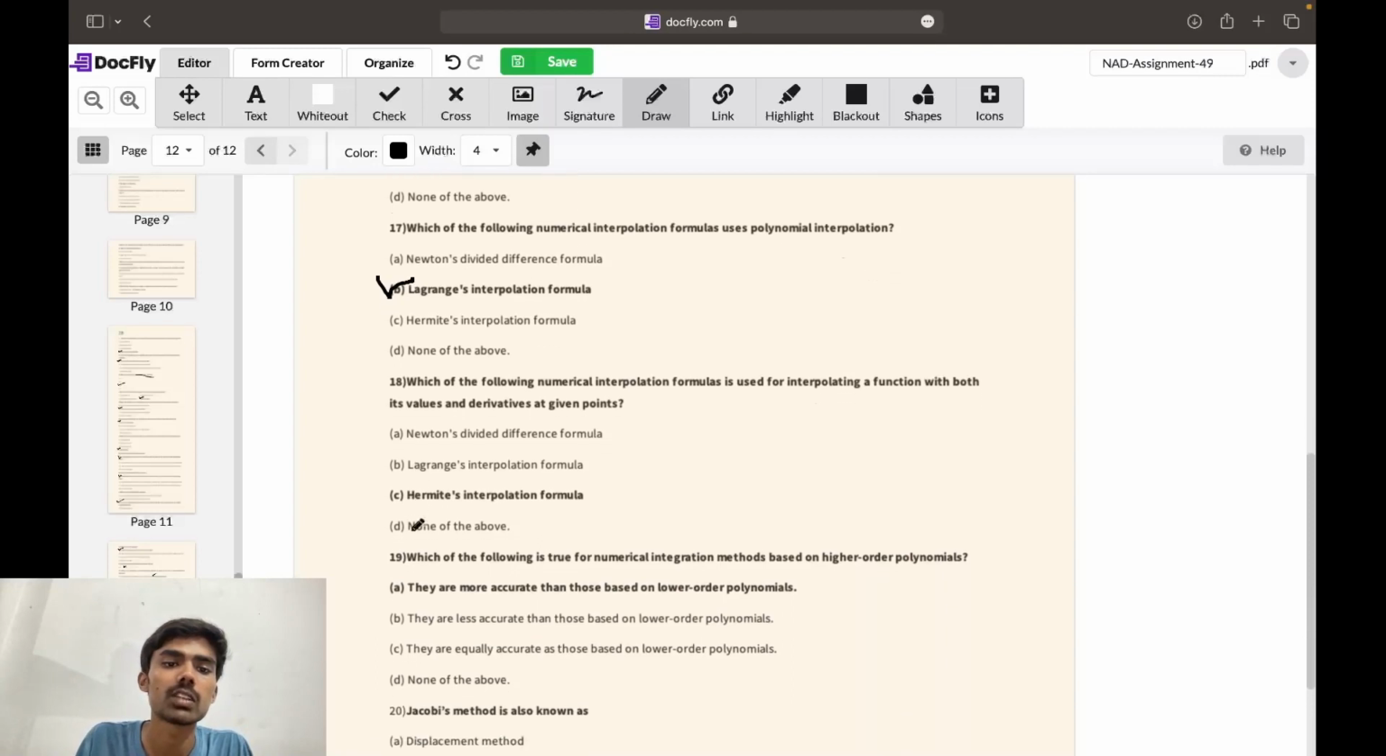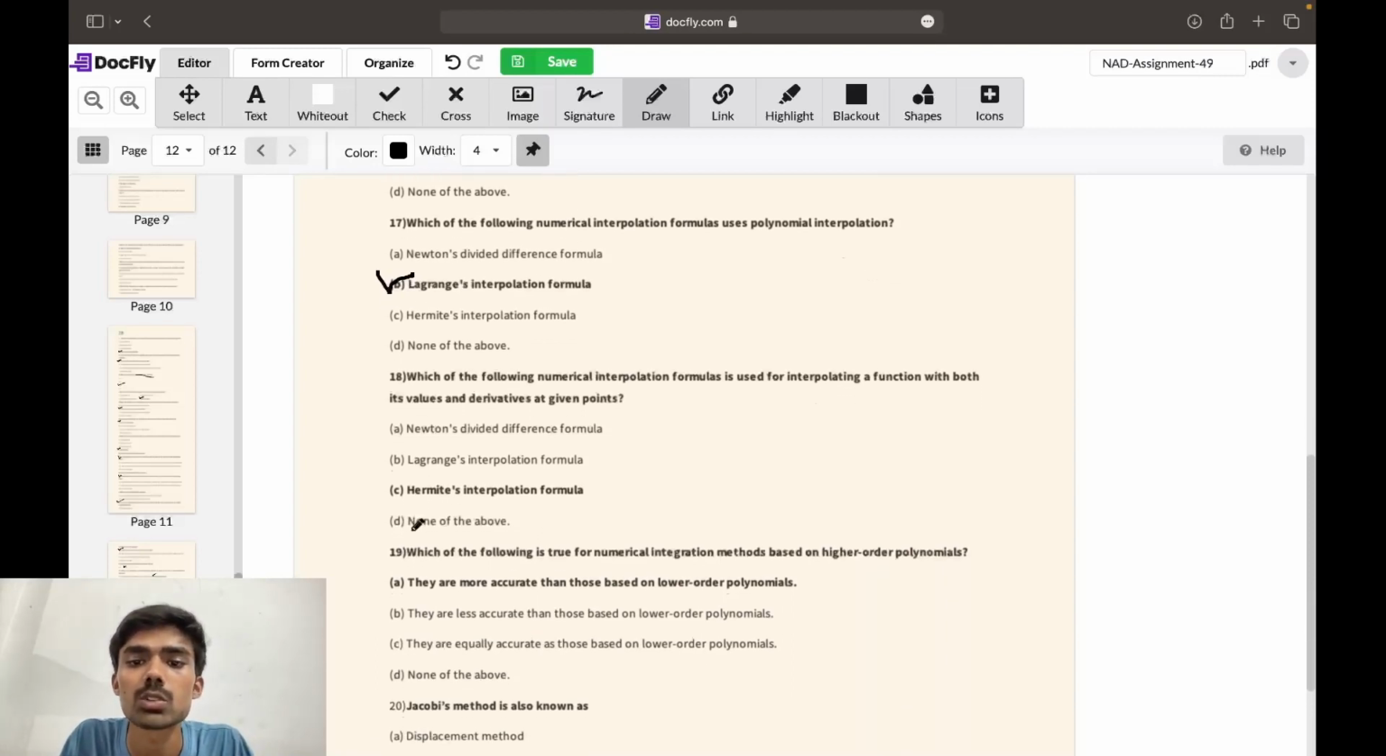For question number 18, we have: which of the following numerical interpolation formulas is used for interpolating a function with both its values and derivative at given points? For A and B, these only calculate the values, but C, Hermite's interpolation formula, which is an advanced version of Newton's divided difference formula, calculates the values as well as the derivative of the given function. So here option C is the right answer.